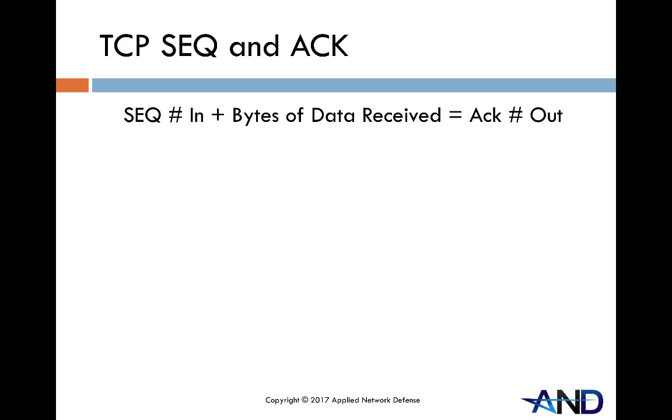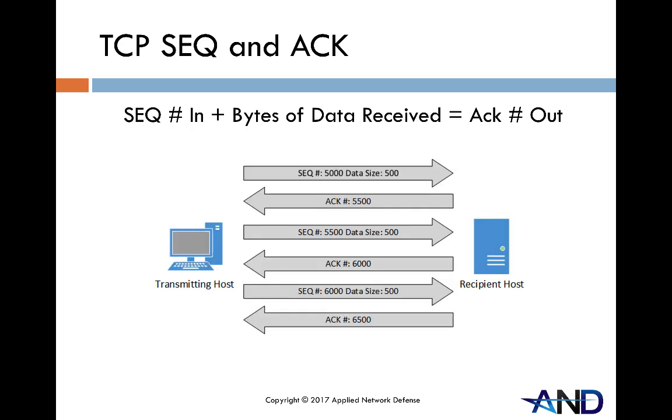So let's walk through a theoretical example of what I'm talking about here using the graphic that's on the screen now. In this case, we have a transmitting host and a recipient host. You can think of these as the initial source and destination or client and server, but for our purposes, I'm going to refer to them as the transmitting host, which is initiating the connection, and the recipient host, which is receiving and responding to the initial connection request.